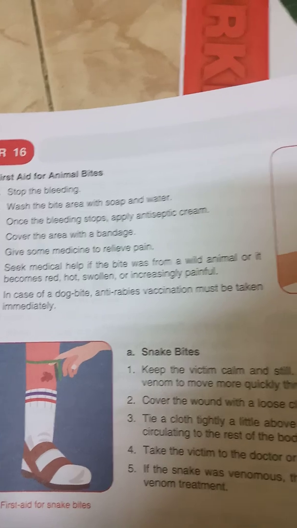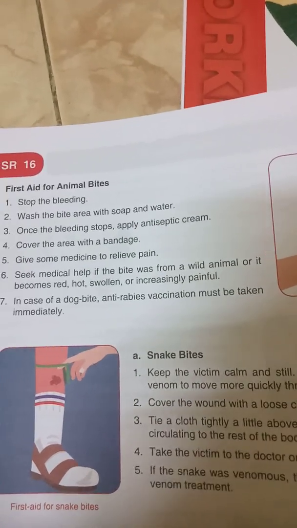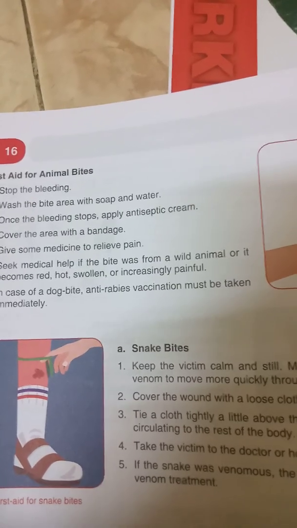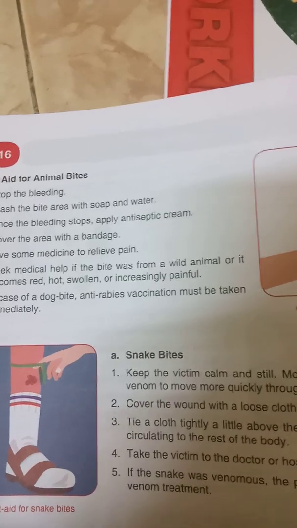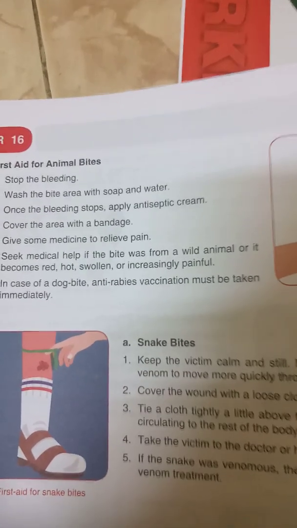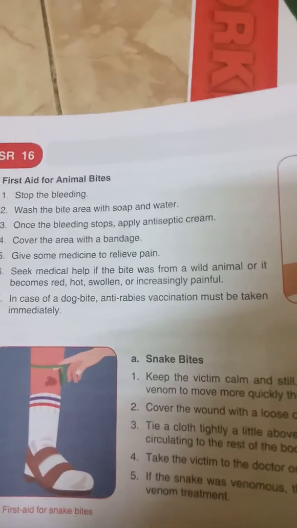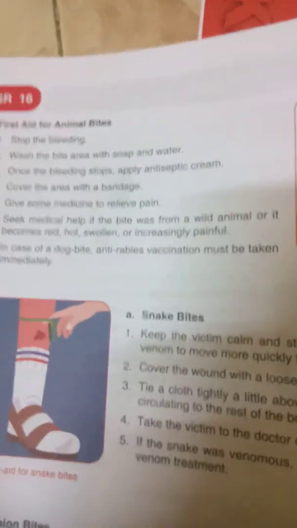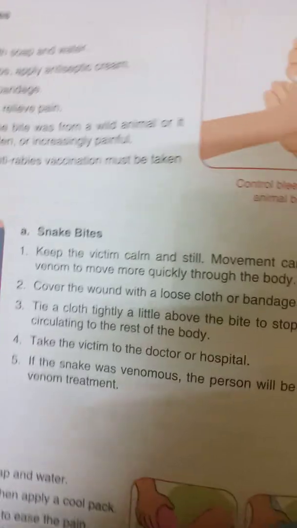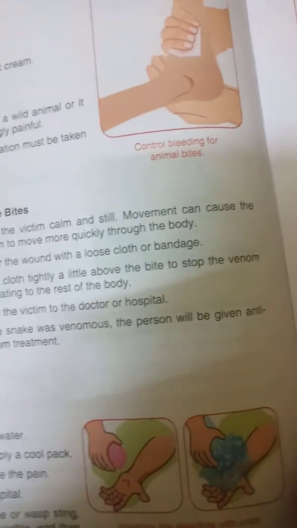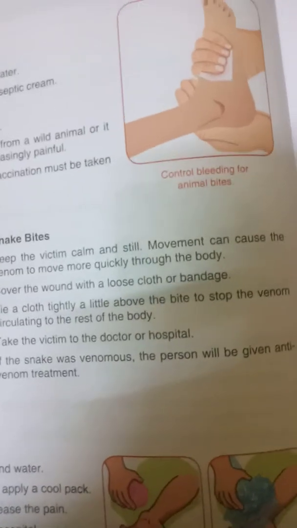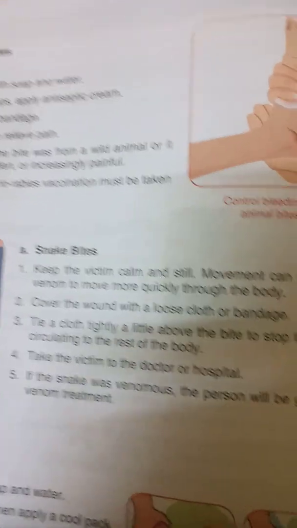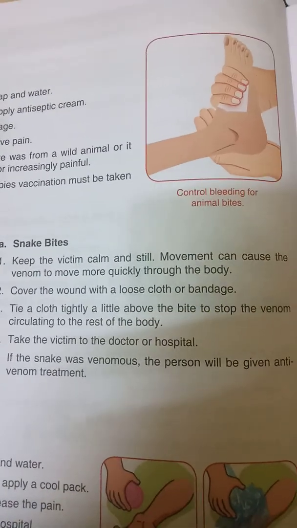Seek medical help if the bite was from a wild animal or it becomes red, hot, swollen or increasingly painful. In case of a dog bite, anti-rabies vaccination must be taken immediately. Rabies is a disease. If the dog bites you, then you have to take that injection. Otherwise, you will be in danger. If you have given vaccination to your pet dogs, then it is not a problem. If the street dogs are biting, then definitely it is a problem. You should take it.